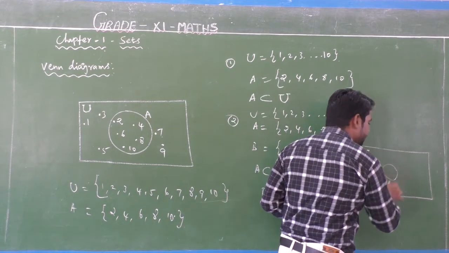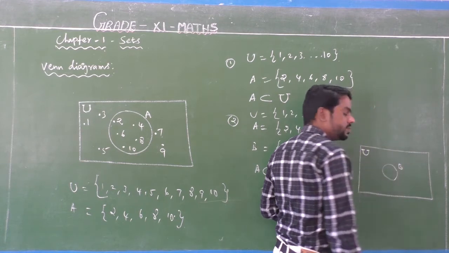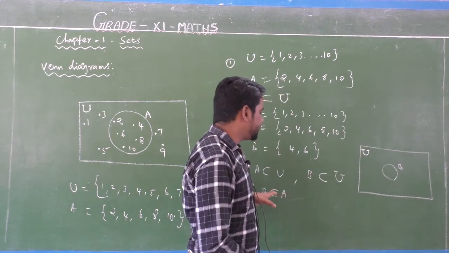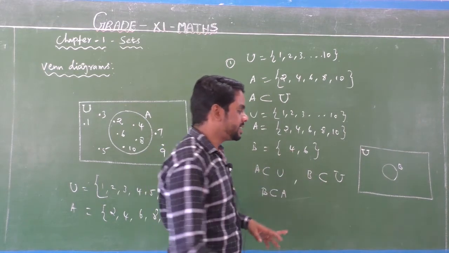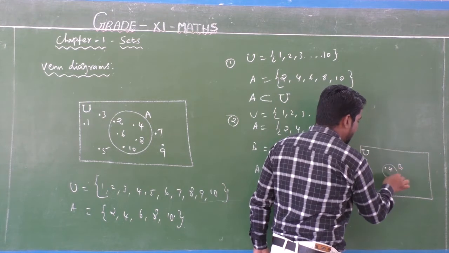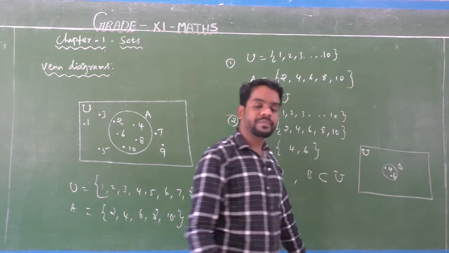This is set B. The set B has two elements, 4 and 6.